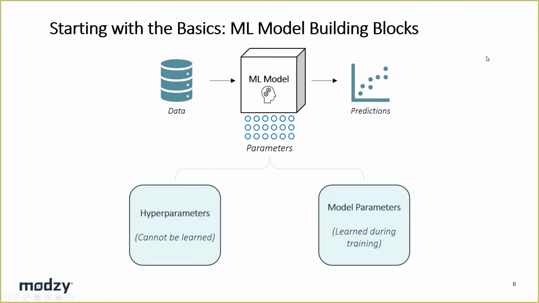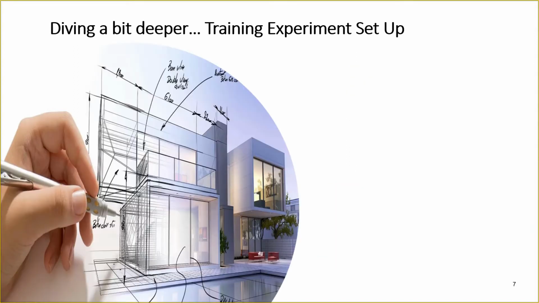So that's kind of the building blocks of all machine learning models, and those parameters come in different ways, shapes, and forms, but ultimately always persist and always exist. So let's take this to the next step.